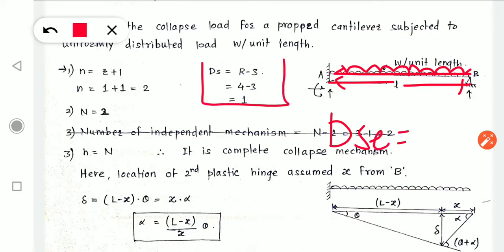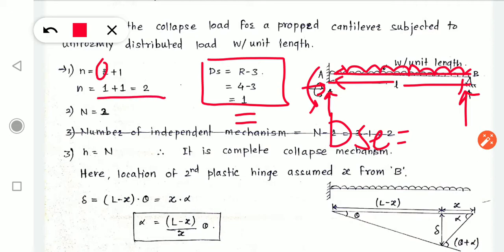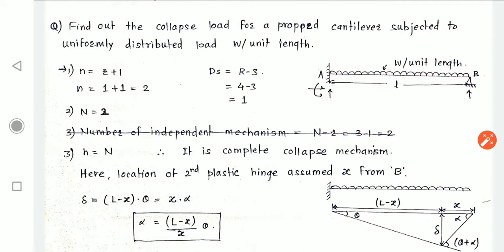DSI I have solved over here. See how many reactions? 1, 2 and moment 3 and propped 4. 4 minus 3 will give us DSI equals to 1. Therefore, this r becomes 1. This 1 plus 1 gives 2. N equals to 2.